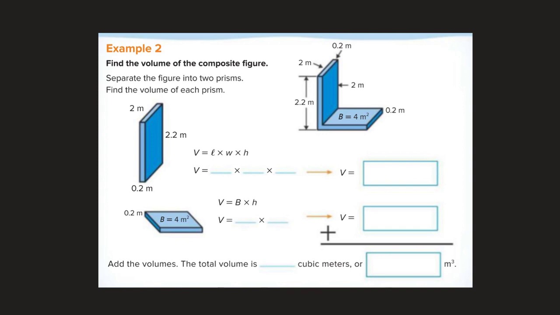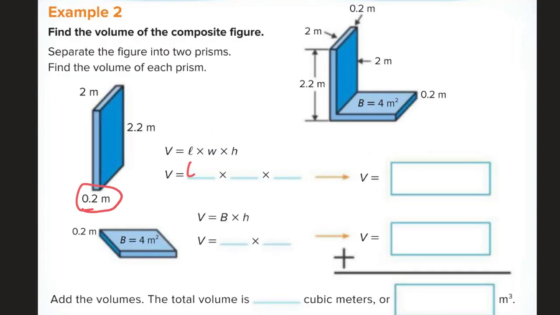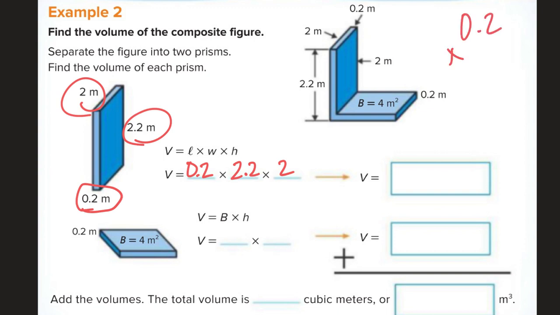Okay, next one here. Hallelujah, it's smaller numbers. So this one we're going to be multiplying 2/10 of a meter by 2 and 2/10 of a meter by 2 meters. This isn't so bad. Let's do 0 and 2/10 multiplied by, I'll just go from left to right, 2 times 2 is 4.